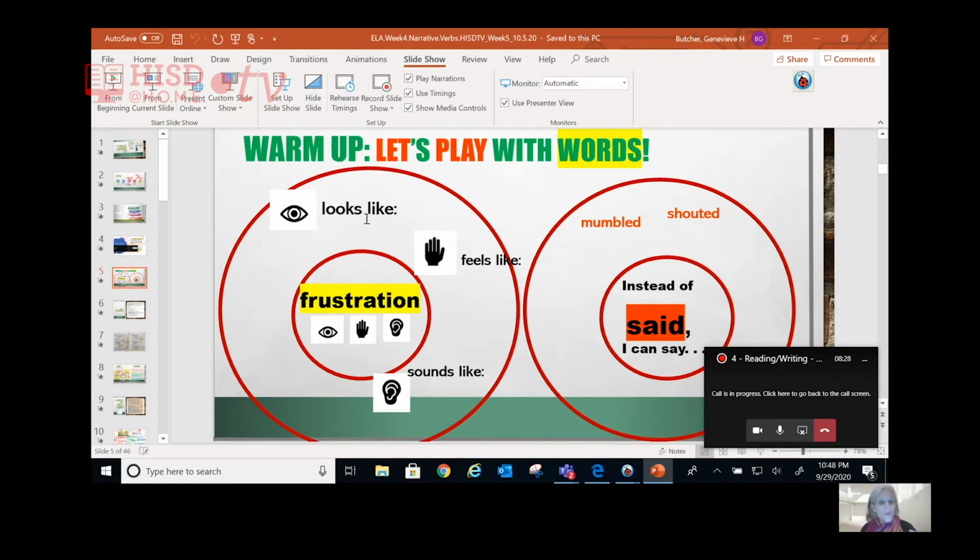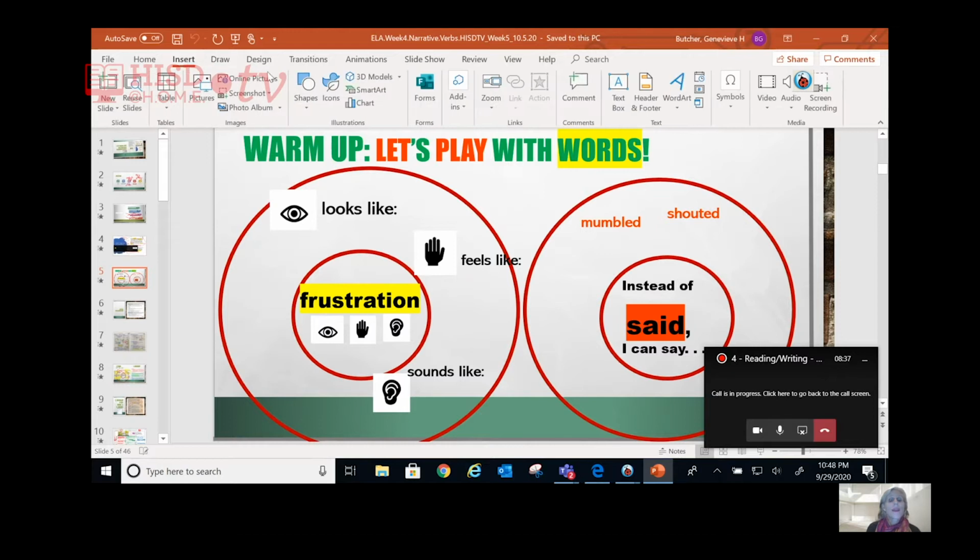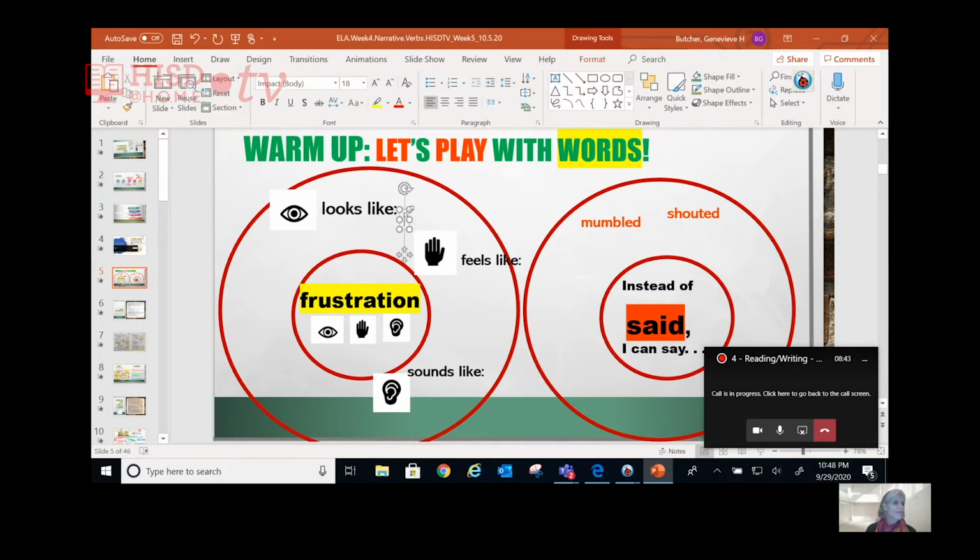Okay, so let's play with words. Let's go ahead and think about this. Frustration. When someone's frustrated, what are they doing? Well, I'm going to insert a text box. What does it look like when they're frustrated? Looks like, and I heard some things like this. That's right. Looks like when someone's frustrated, it looks like their body tenses up.